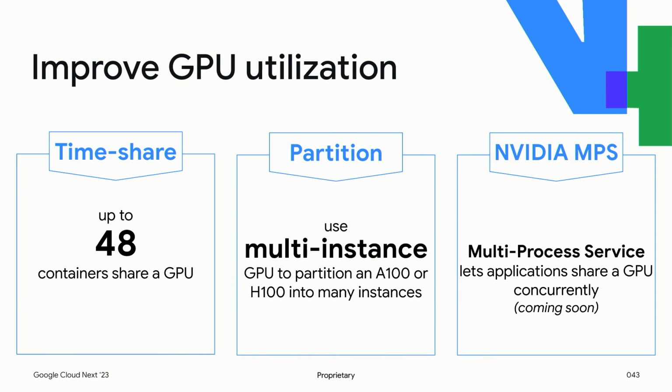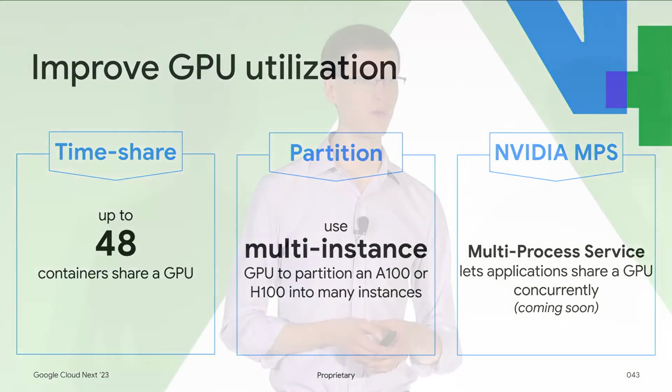One of the ways that you can save money is by using many containers on a single GPU to then increase your GPU utilization. And GKE's GPU time sharing allows multiple containers to share a single physical GPU, allowing you to more efficiently use GPUs. This can be perfect for bursty workloads like notebooks or low-volume inference.